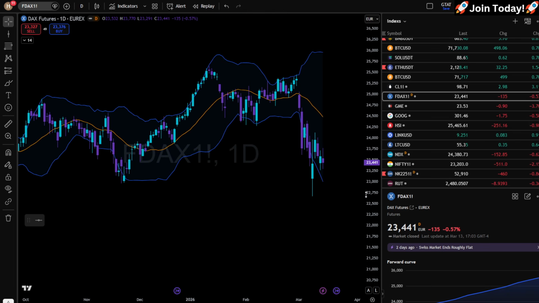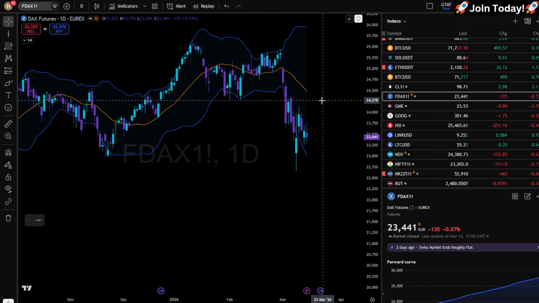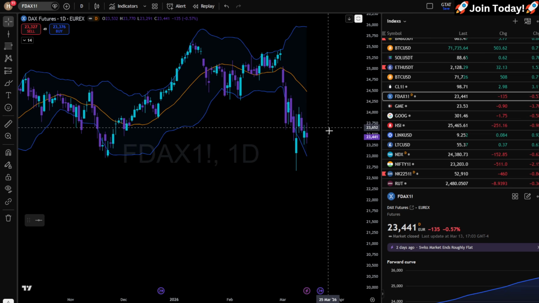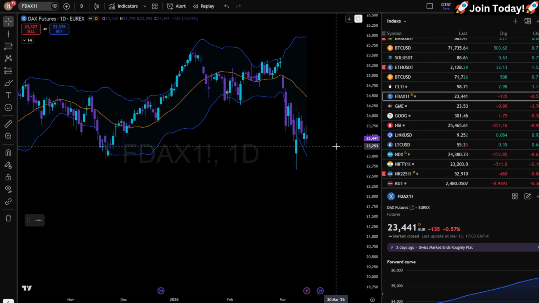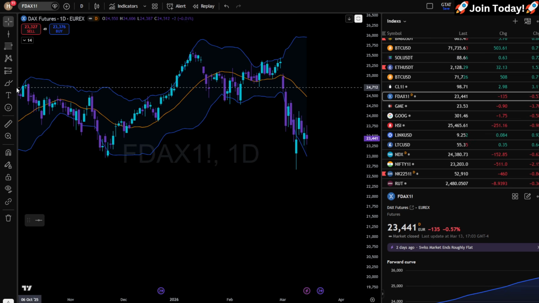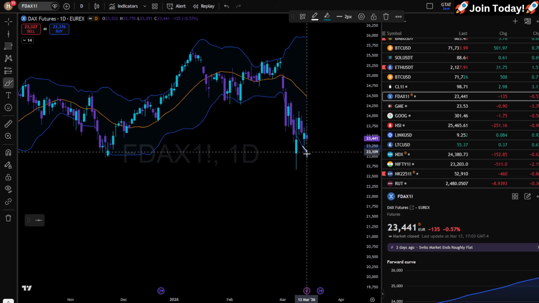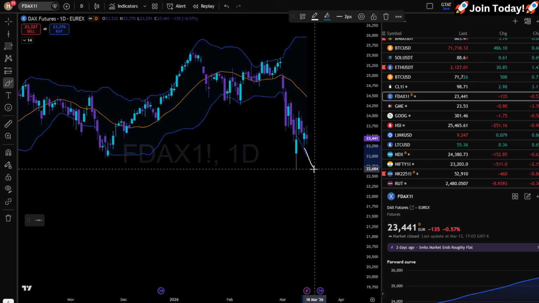The German market, the DAX, okay? The German market, very similar to the Nikkei, showing a bit of weakness as well, but it's starting to bottom out. And what's going on in the overall, right? The lower level of the Bollinger Bands are still pointed lower, showing a bit more weakness in the short term.